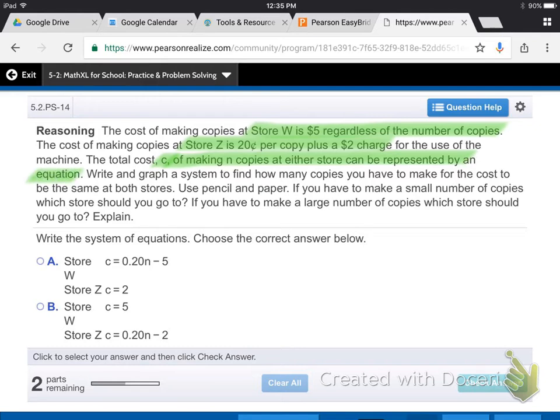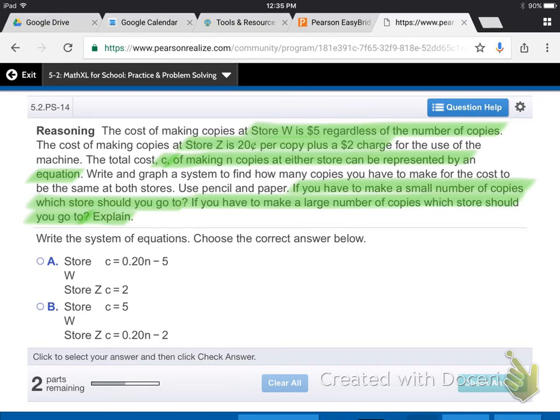Okay, so we can write it down. Then it tells us we're going to write and graph a system. We're going to use pencil and paper so you can do it in your notes. If you have to make a small number of copies, which store would you go to? And if you have to make a large number of copies, which store would you go to? And then explain. Okay, so write the system of equations.